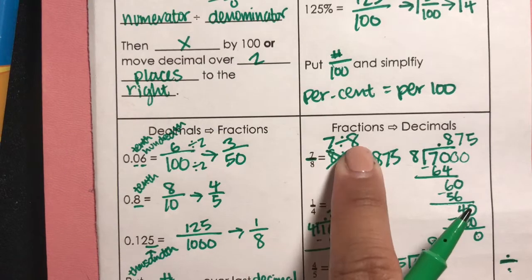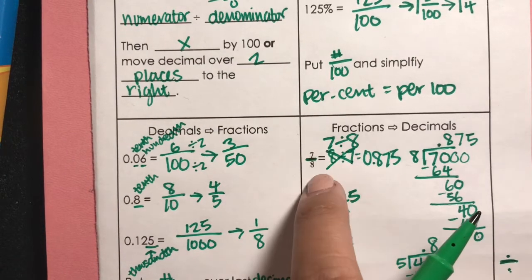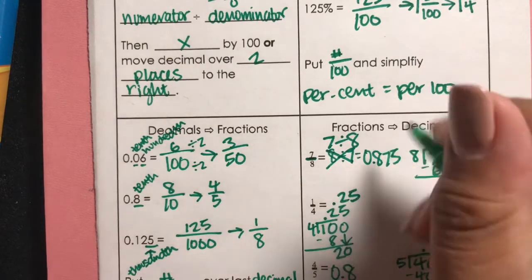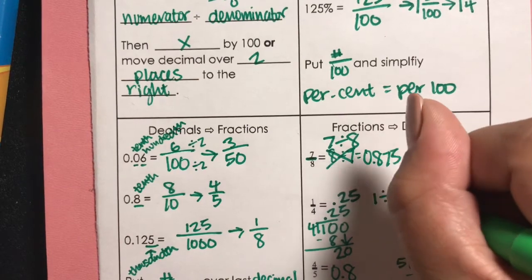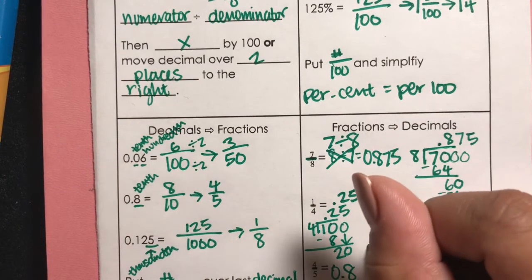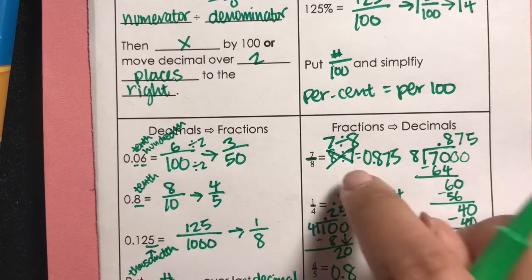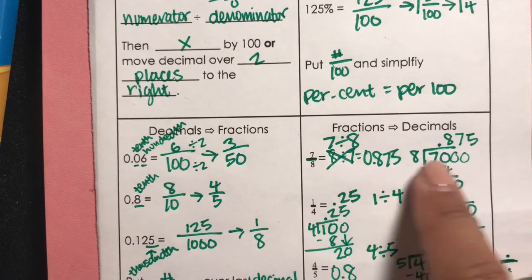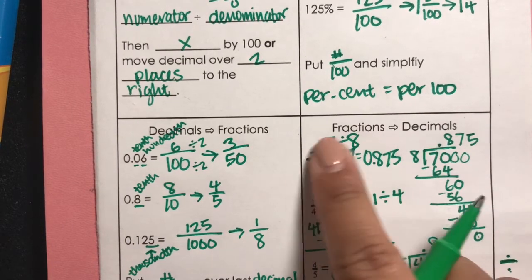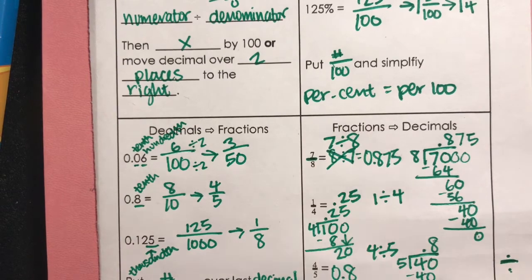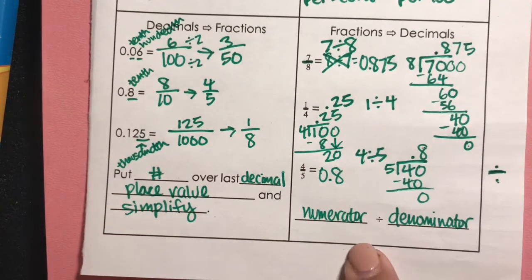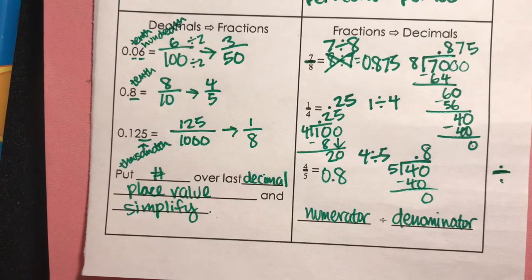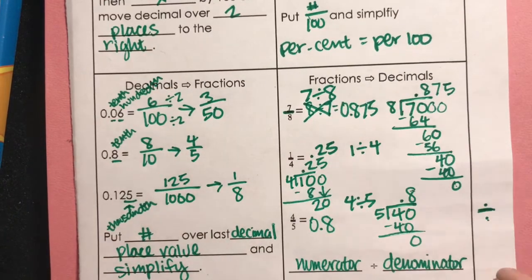The numerator divided by the denominator. The numerator here is 7. The denominator here is 8. This is 1 divided by 4. And this is 4 divided by 5. See, so don't make the same mistake I did. Although I did do it correctly here, I wrote it incorrectly here. It's 7 divided by 8 because it's the numerator divided by the denominator. Okay, so that's how you turn a fraction into a decimal.